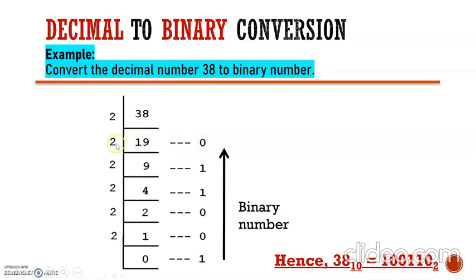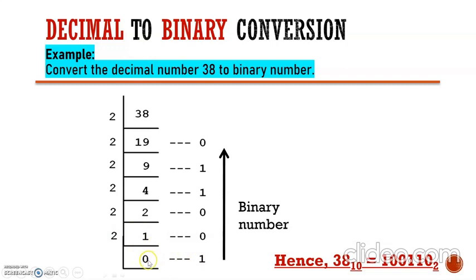19 divided by 2 is 9. 2 times 9 is 18, meaning we have 1 remainder. And then 9 divided by 2 is 4. Meaning we have 1 remainder, because 2 times 4 is 8. 4 divided by 2 is 2, no remainder. 2 divided by 2 is 1, no remainder. And 1 divided by 2, we cannot divide it because 1 is smaller than 2. So the answer is 0, and the 1 is going to become a remainder.